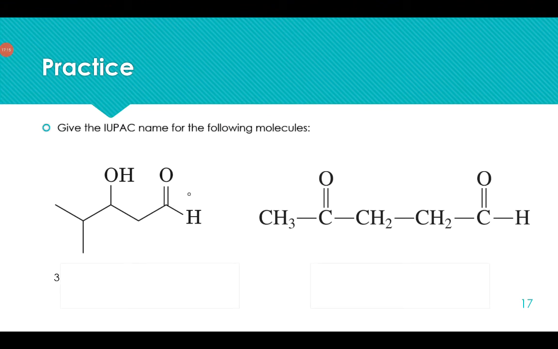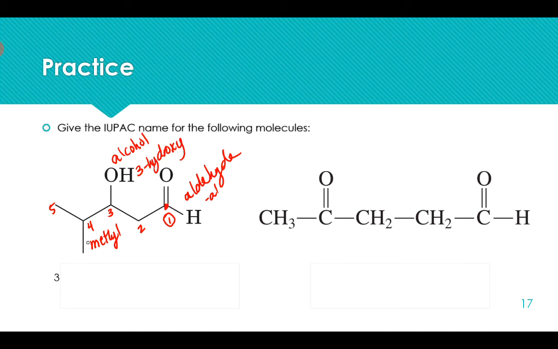Okay, so this is an aldehyde. So we know that we're going to get the suffix al because aldehydes are higher priority than alcohols. And so this is going to be carbon number 1. That's 2, 3, 4, 5, and this is a methyl. This alcohol is off of the 3rd carbon, and so that's going to be named 3-hydroxy.